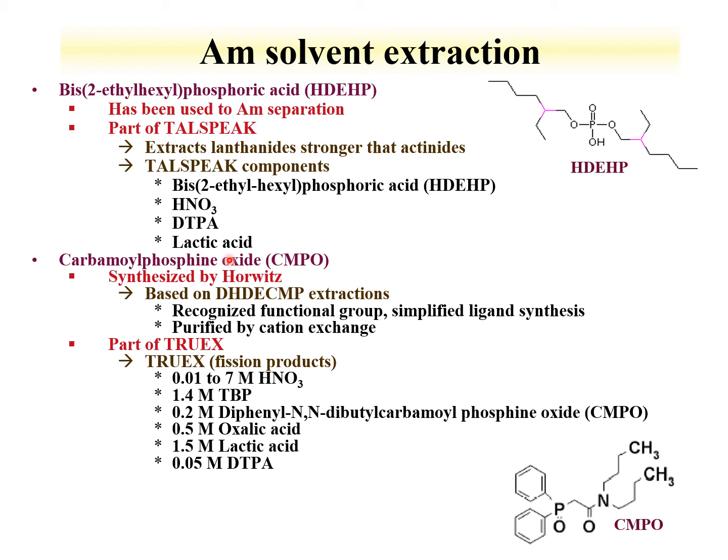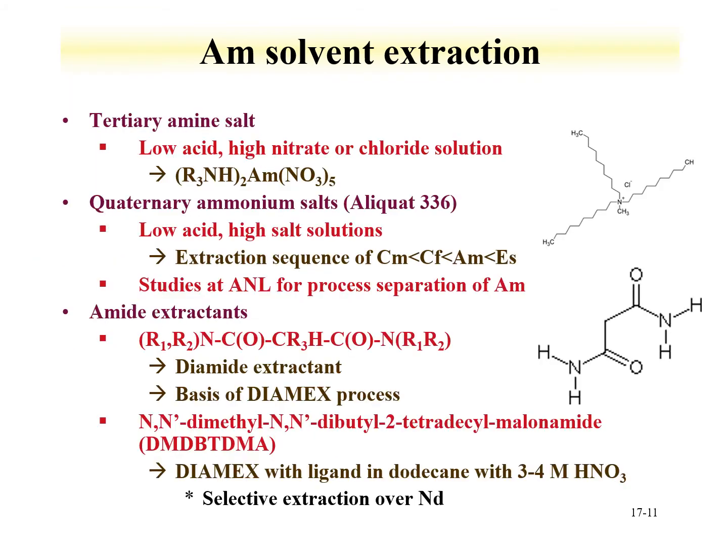CMPO has also been used, the ligand shown here, and this is part of the TRUEX process, which is used for fission product extractions. So separation of the lanthanides and actinides from the fission products. It also employs tributyl phosphate, the CMPO, oxalic acid, lactic acid, again as a buffer, and DTPA.